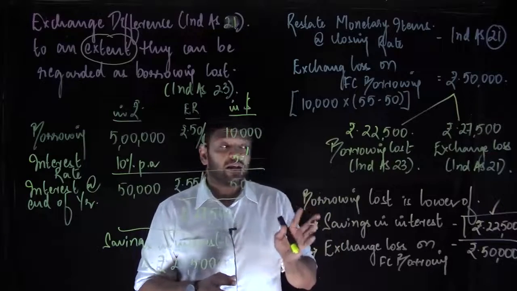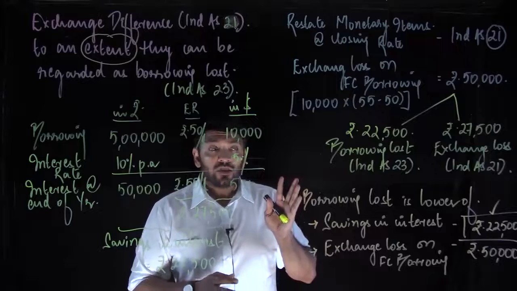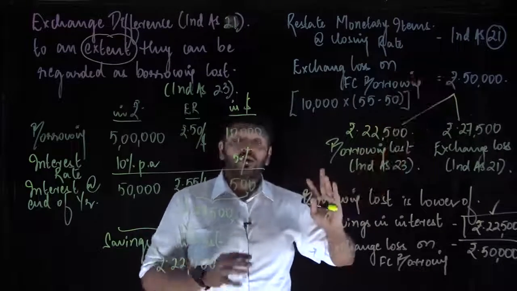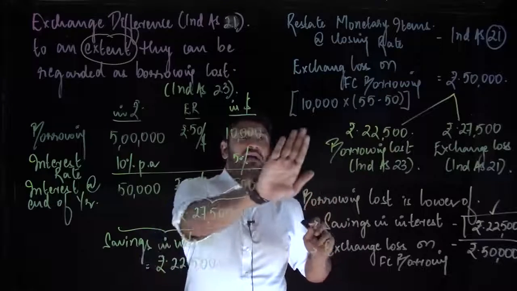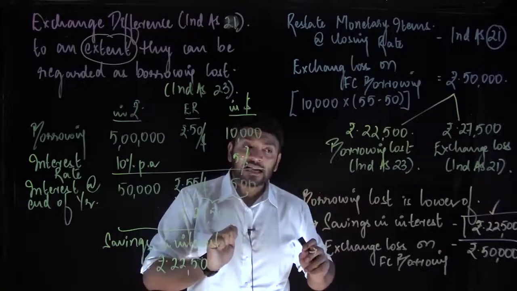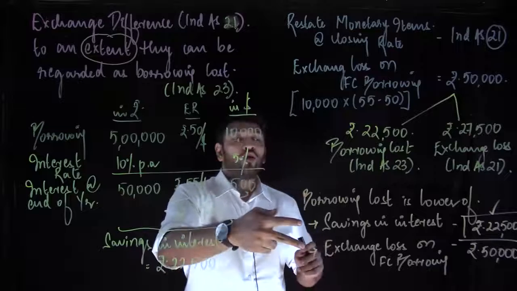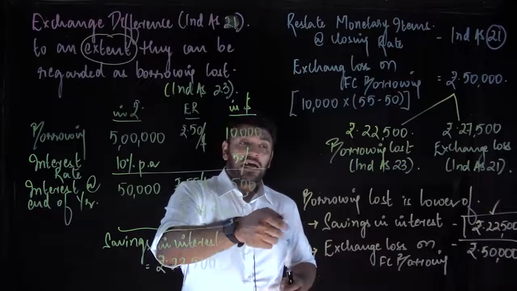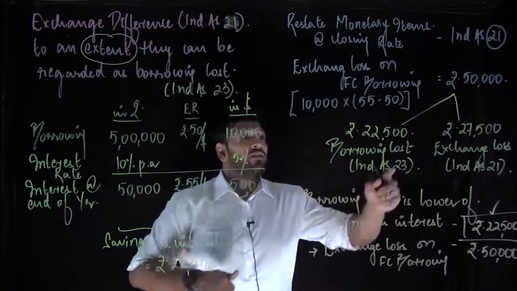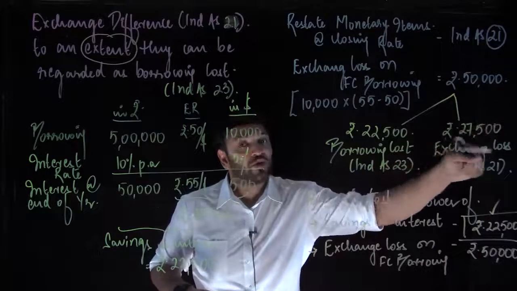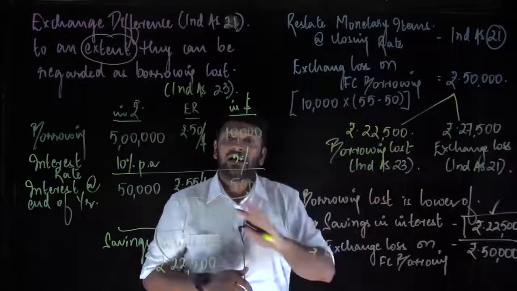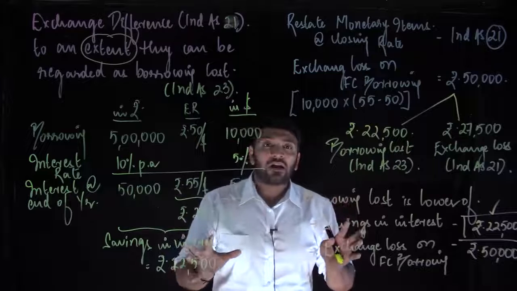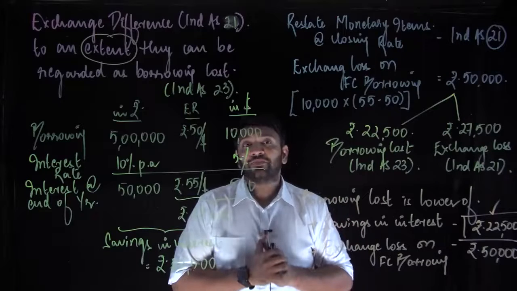To an extent, they can be regarded as borrowing cost. So in this case, what we are trying to say is the exchange loss on borrowing to an extent can be regarded as borrowing cost. To what extent? To the extent of the lower of the savings in interest or the entire amount of exchange loss. If your savings in interest is lower, then the balance portion should be treated as per Ind AS 21. Ind AS 23 is not talking about that. This is a practical understanding of how the situation actually appears.